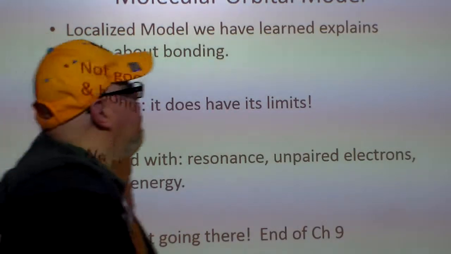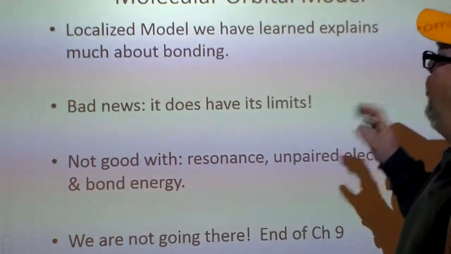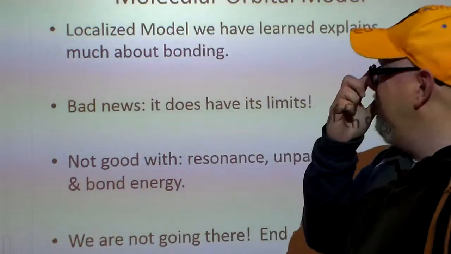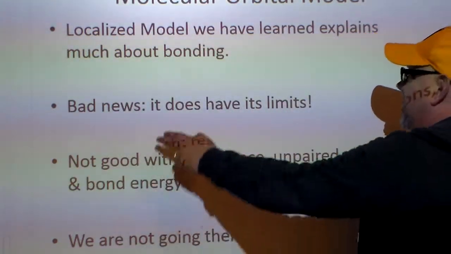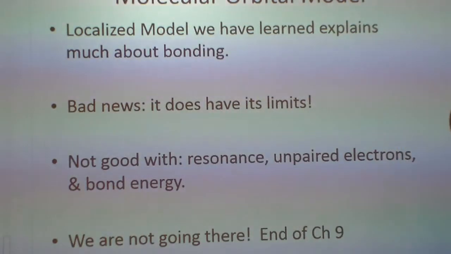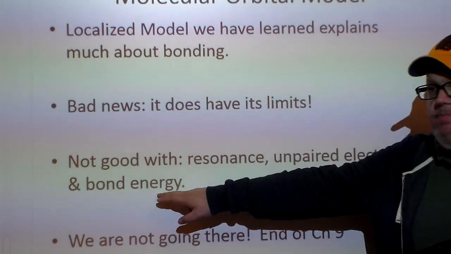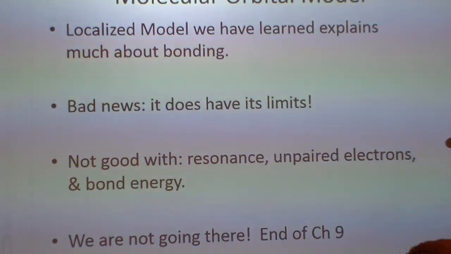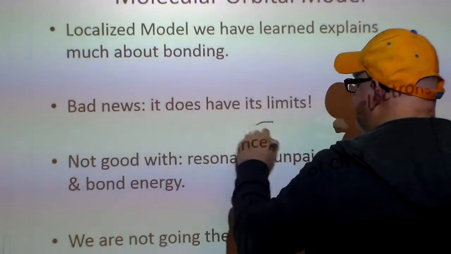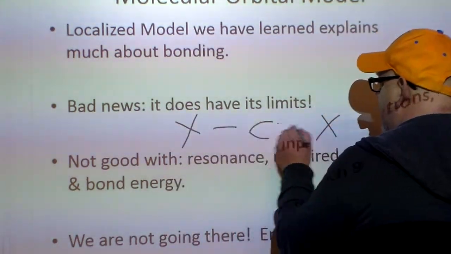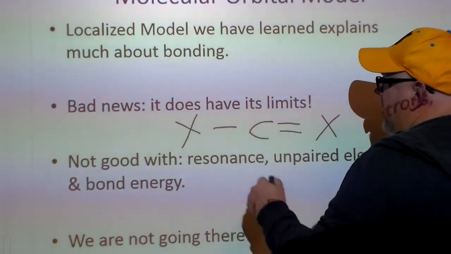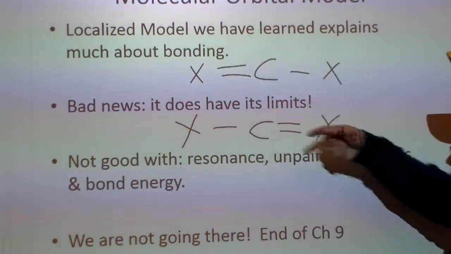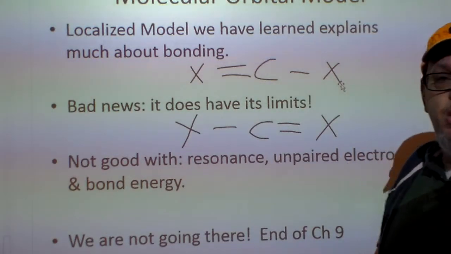As we're wrapping up, this is using the localized electron model. It tells a lot of things about bonding, but as models are, there are limits. It isn't going to explain away unpaired electrons. It's not going to explain away bond energy, which we talked about earlier, and it's not so good with resonance either. Remember resonance, where you can have a single bond here, a double bond here, and it can switch like that. This is resonance, and again, we're not going to go there.